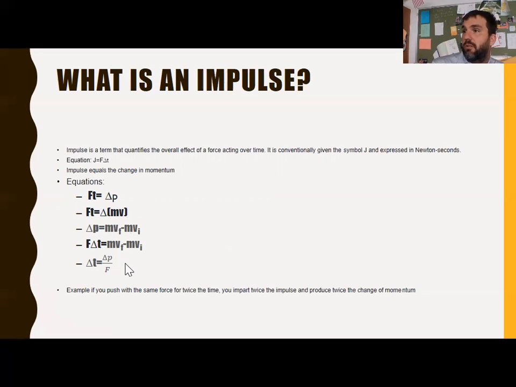Triangle means change. It's the delta sign, it means change. We're going to use that a lot this year. Anytime you see a delta something, it means change in. So delta P, change in momentum. Delta T, change in time. And it is always final minus initial. So in delta P, mass times the final velocity minus mass times the initial velocity.